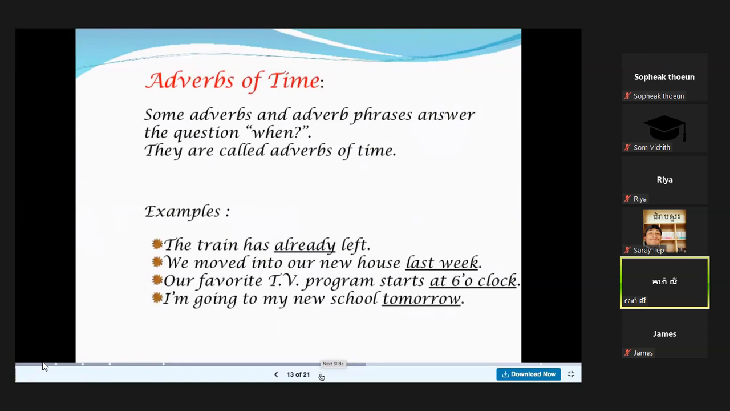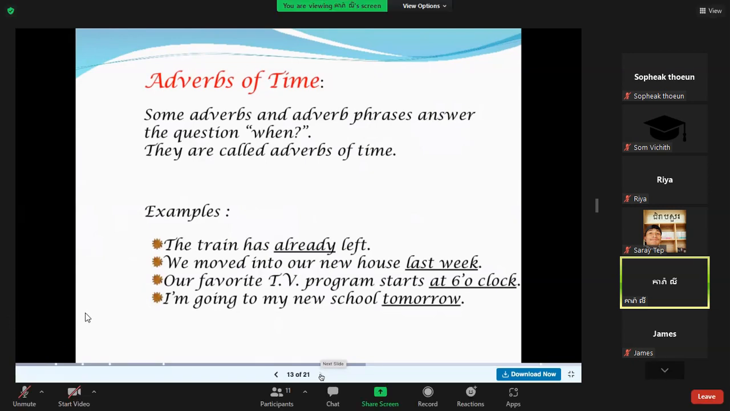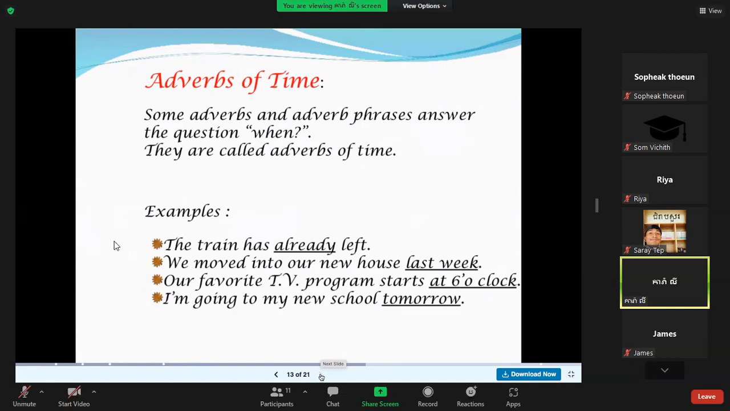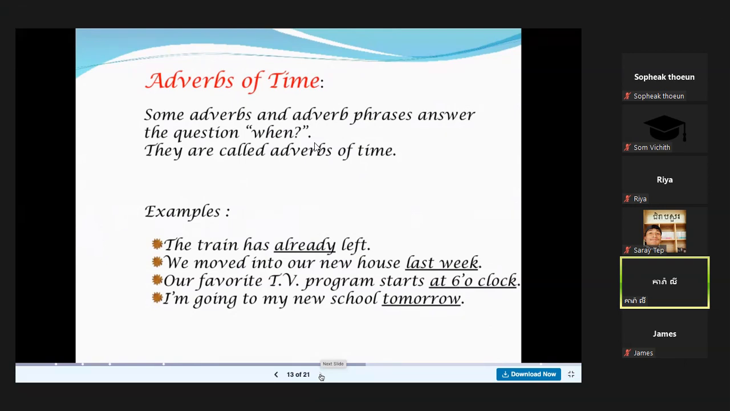Now we have adverbs of time, okay? These are easier for Khmer speakers because of the grammar and how we use past tense, future tense in English, but you don't use that really in Khmer. This is more relatable to Khmer language, okay? This is closer to how you guys speak.